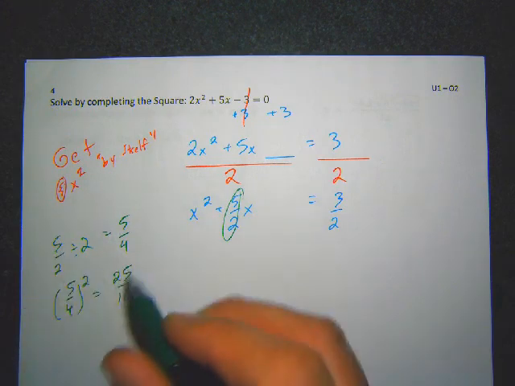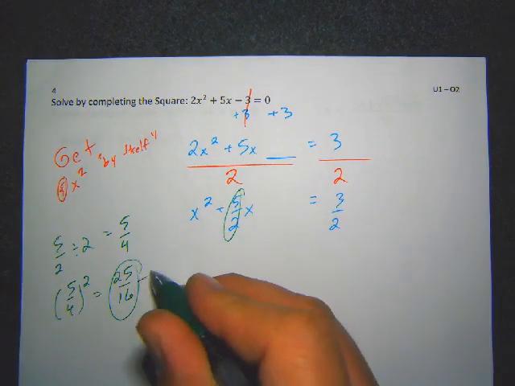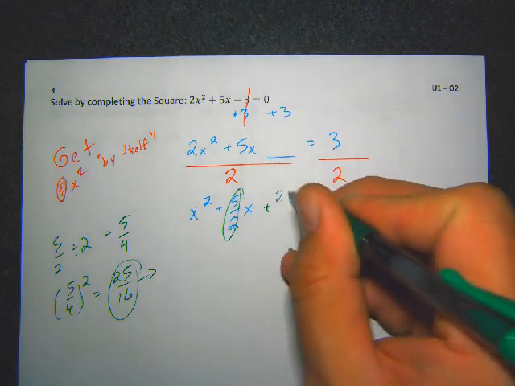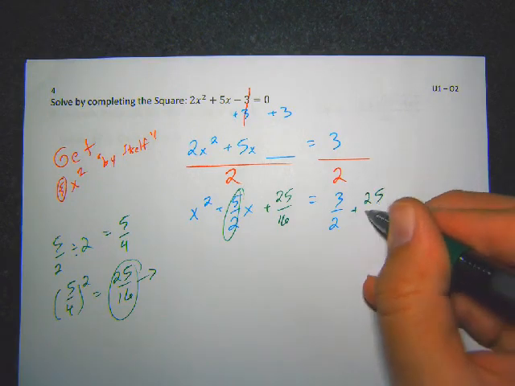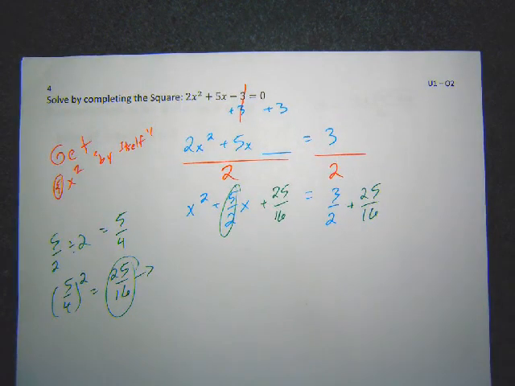Remember, you do both steps and you take that amount and add it in. So we're going to add in 25/16. I know, ugly fractions. It's not much fun. Thankfully, there's another method we'll show here in a second. But this is what you do if you're using completing the square. And we'll add 25/16 to both sides.